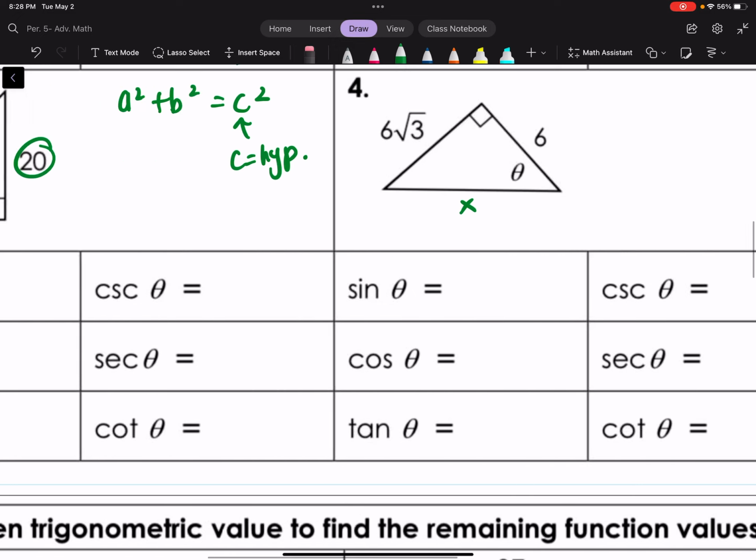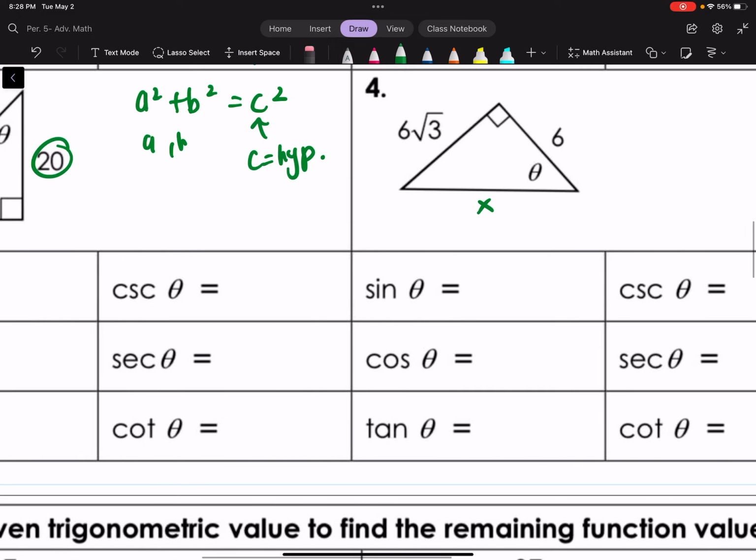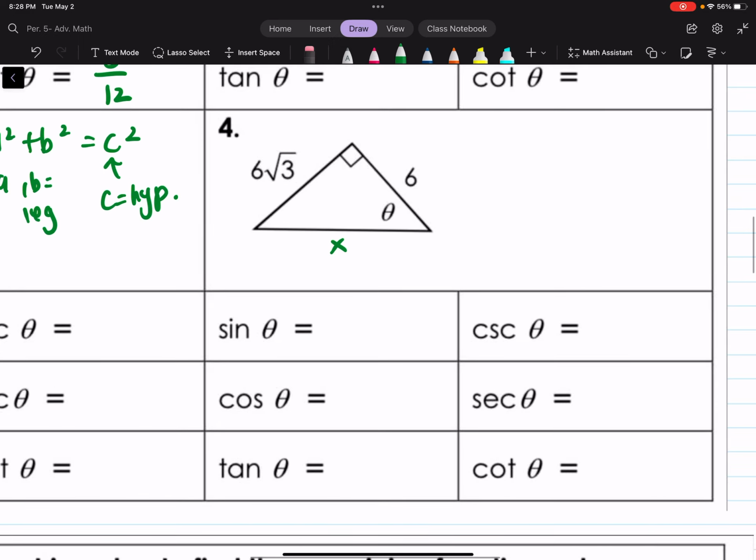Remember, these two, a and b, are legs. c is always the hypotenuse. So in this question, they give me a leg. And then what I'm missing is the hypotenuse. How do I know? Because it's the side directly across from the right angle. So to solve for that missing side, I'm going to say 6 squared plus 6 square root 3 squared is equal to x, or we can call it c squared. It doesn't matter.